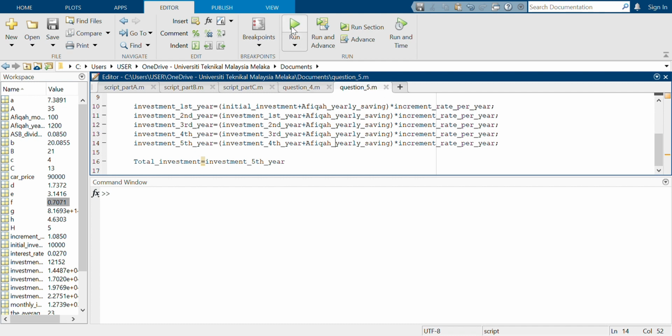So when I run this script, I will get the total investment equal to 2.2701e+04. That's all for me.